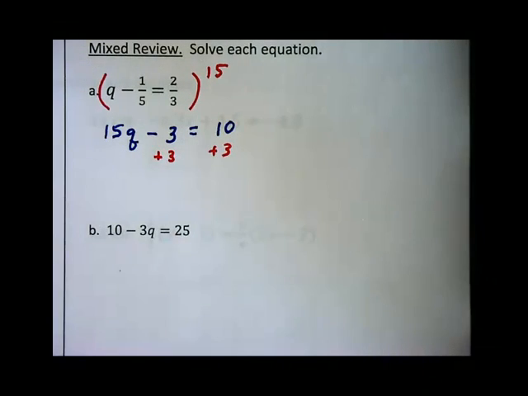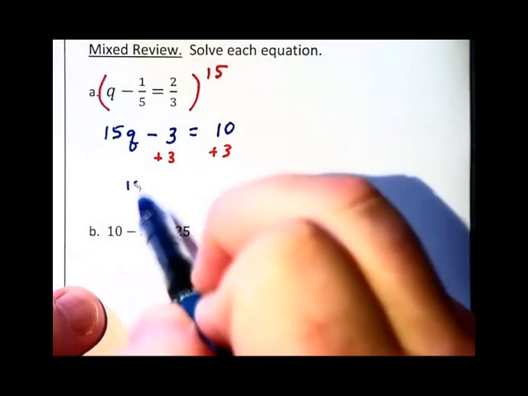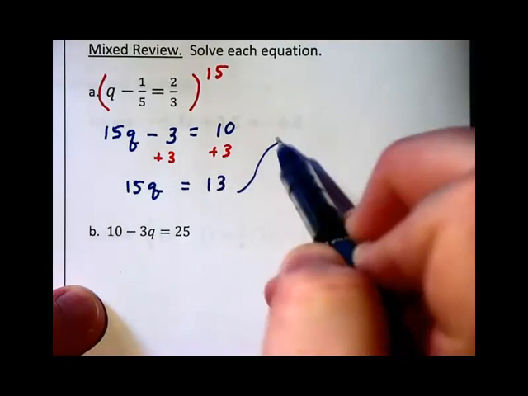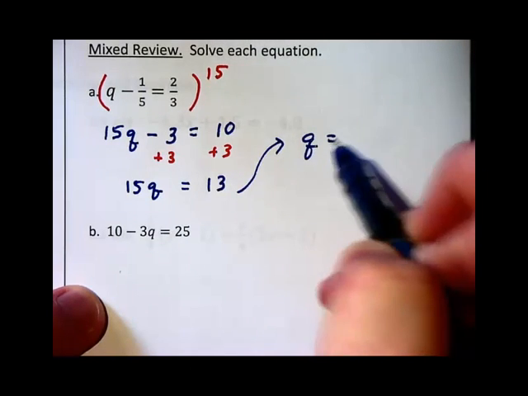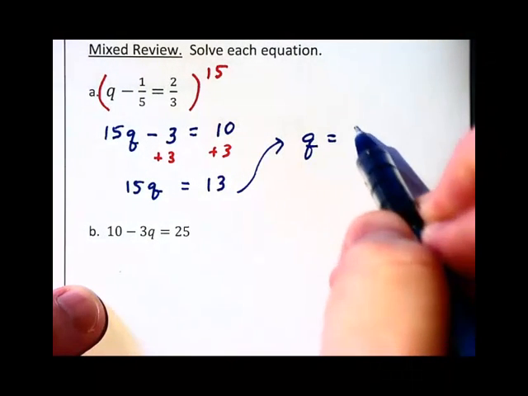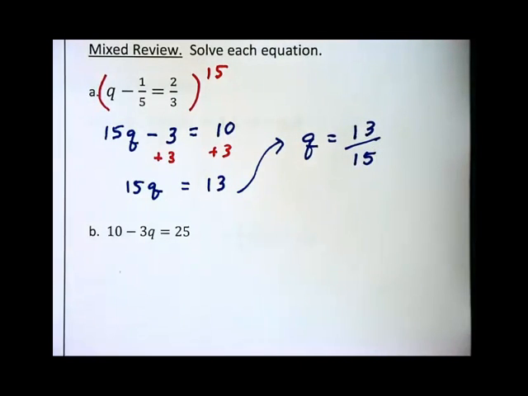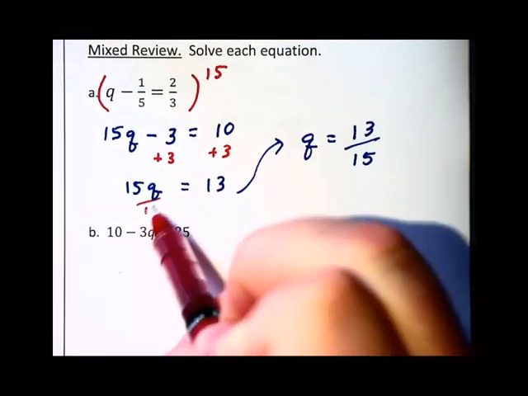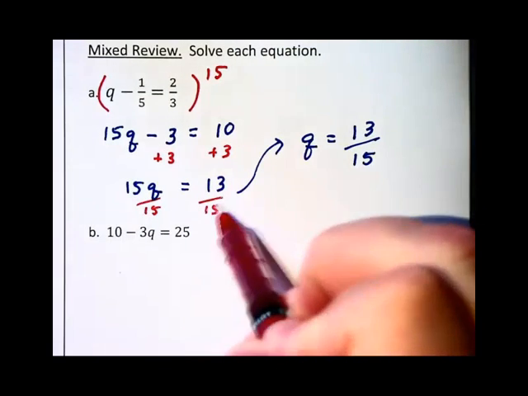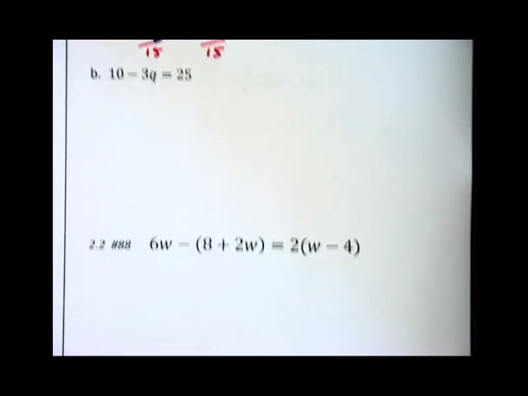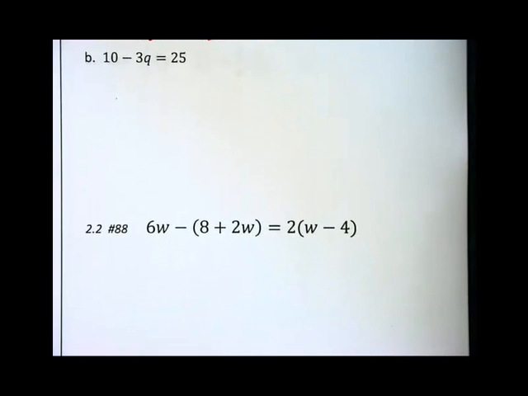That would give me 15Q on the left, the 3's will cancel, equals 13. And therefore, after dividing by 15 on both sides, we'll have Q equals 13/15. And I guess I should write divide by 15 down on both sides. Okay, pretty straightforward equation. Problem B, we want to solve for Q, and so we are going to subtract 10.